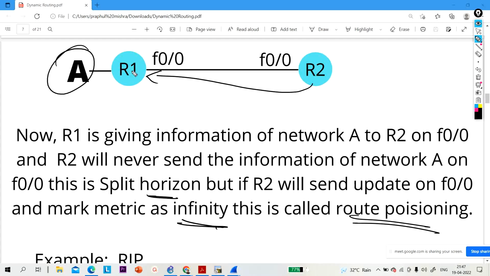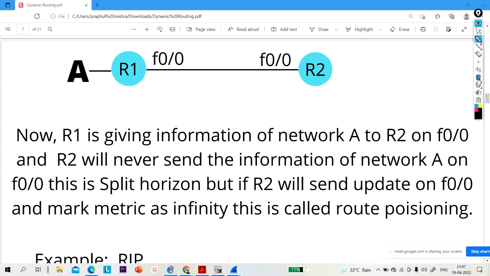Is it clear what split horizon is and what route poisoning is? Guys, split horizon is just a feature which stops sending the same update on the same interface where the router is receiving it. And route poisoning is whenever a router loses a route, it generates an update and marks the metric as infinity, and then shares it with its neighbor. This is not breaking the rule. This is route poisoning.